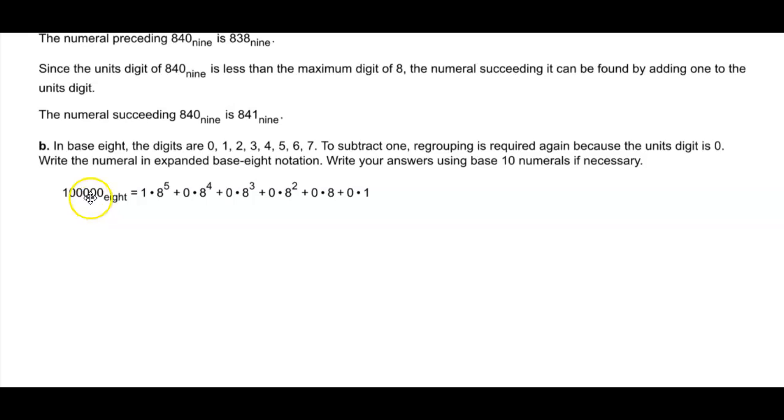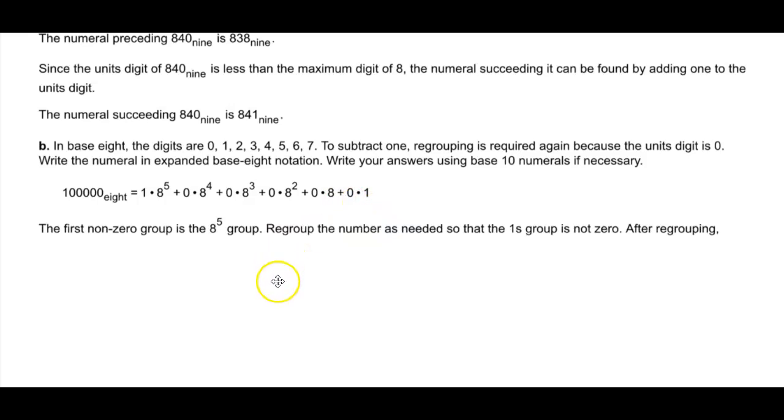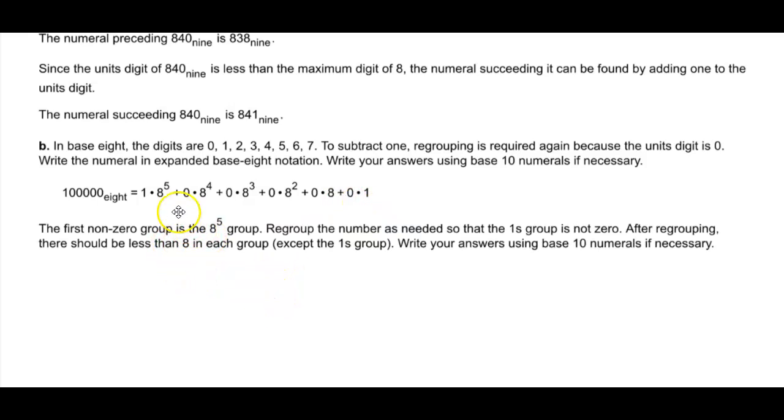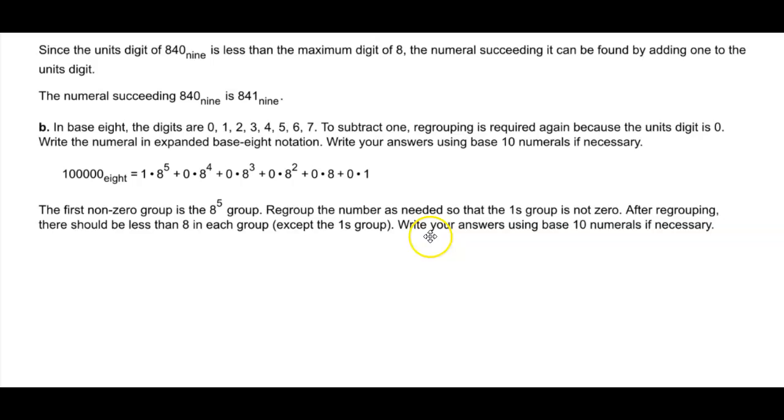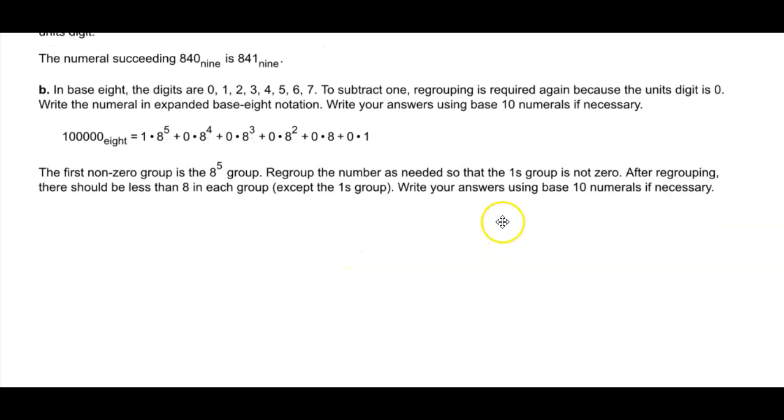So for the 100,000 with a base of 8, we know that the 1 is in the base 8 to the 5th, plus 0 times 8 to the 4th plus 0 times 8 to the 3rd plus 0 times 8 to the 2nd plus 0 times 8 plus 0 times 1. Now the first non-zero group is 8 to the 5th group. So we regroup the number as needed so that the ones group is not 0. And after regrouping, there should be less than 8 in each group, except the ones group. And then you're going to write your answers using base 10 numerals if necessary.